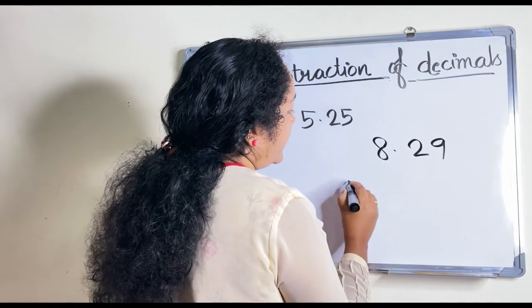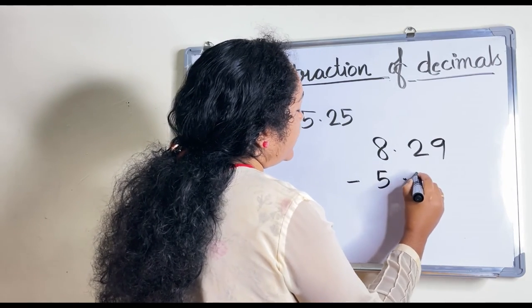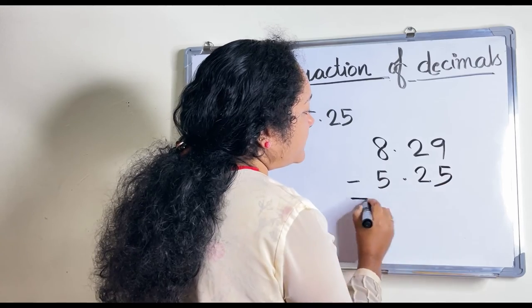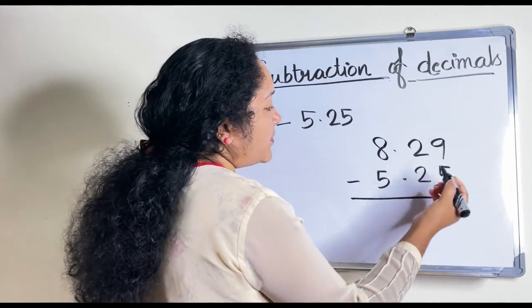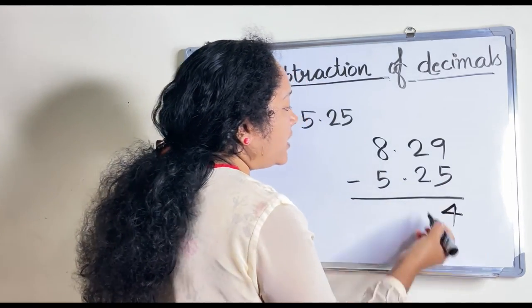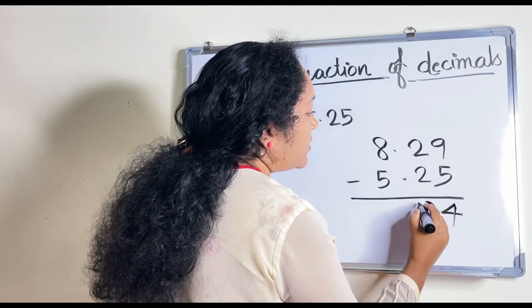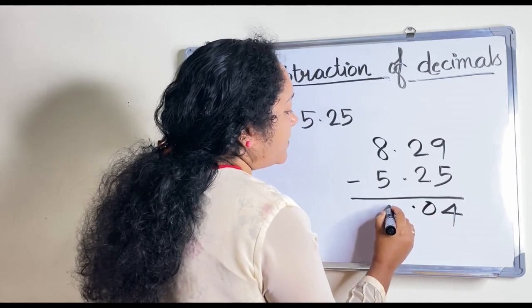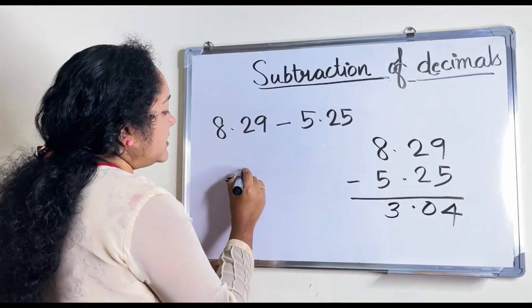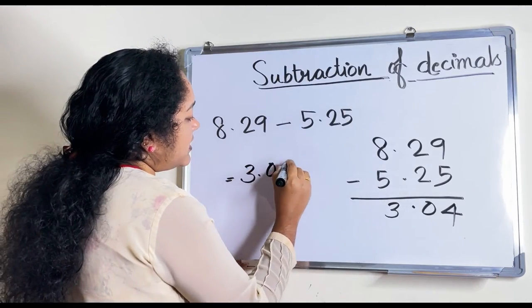Next question is 8.29 minus 5.25. 8.29 minus 5.25. 9 minus 5 is 4. 2 minus 2 is 0. 8 minus 5 is 3. So the answer is 3.04.